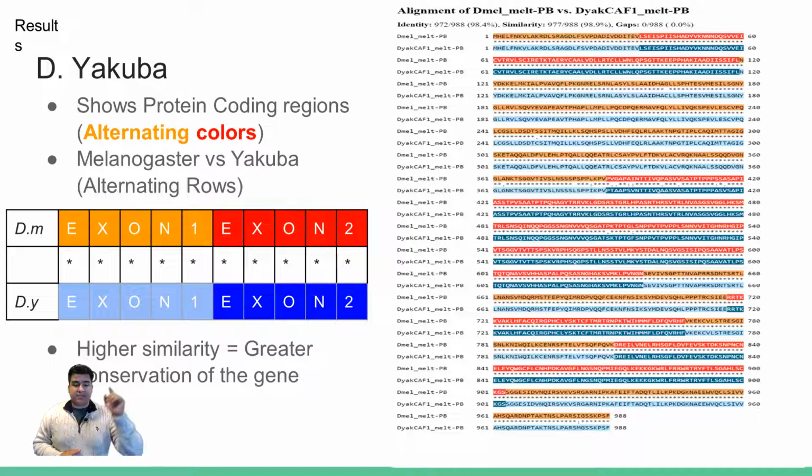And whenever they're the same, it's indicated by an asterisk, as I've shown there. And if you look really closely in the protein alignment, you see some that don't have an asterisk. That means they're dissimilar and not the same. So this one actually looks really good because Yakuba is, again, very closely related.